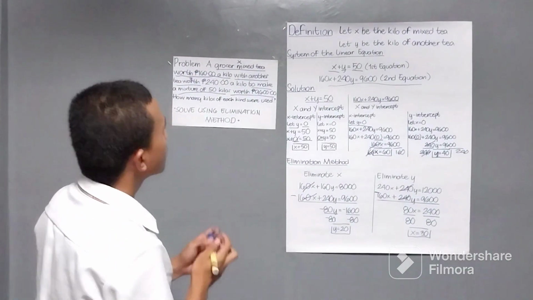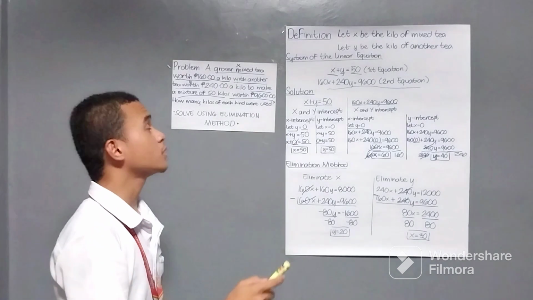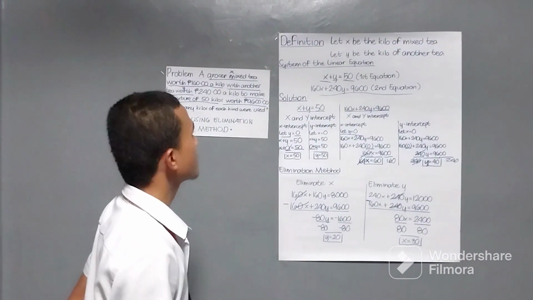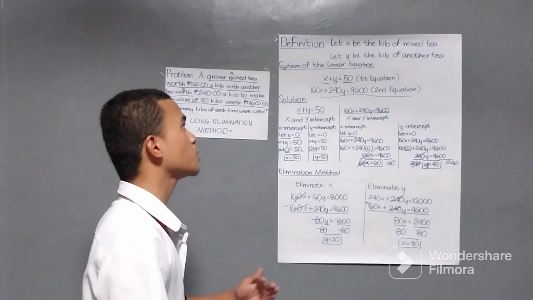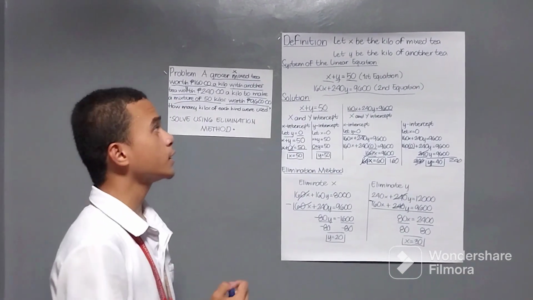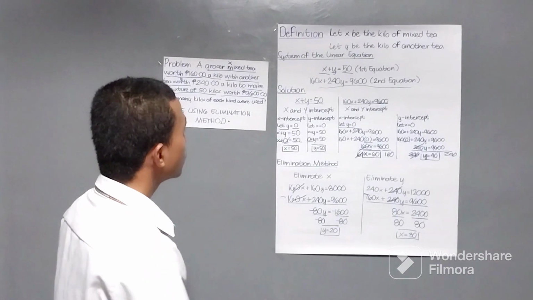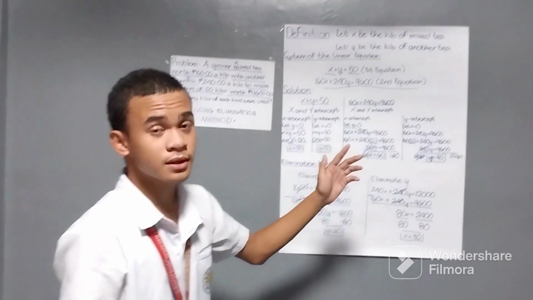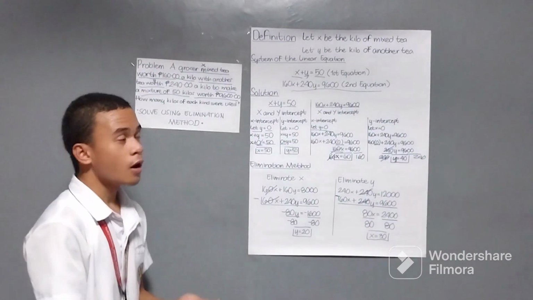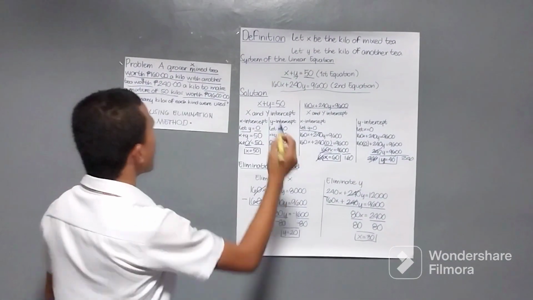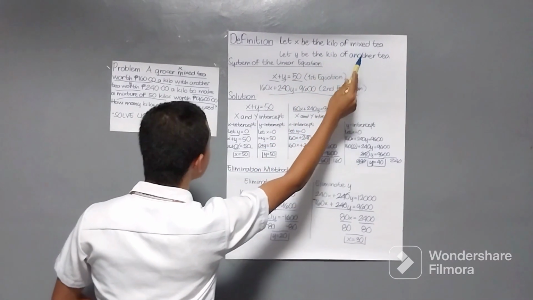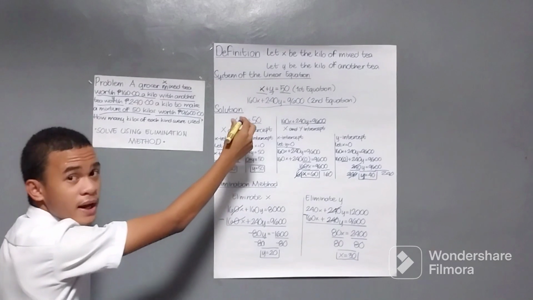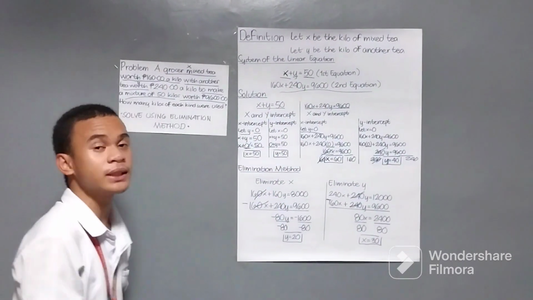Now that we're done defining the unknowns, we're going to go to another step, which is the system of linear equations, which means we're going to find two equations. As you can see, we have two equations here. How did we come up with the first and the second equation? For the first equation, we let x be the kilos of the first tea, so x plus y equals 50. Where did we get the 50?